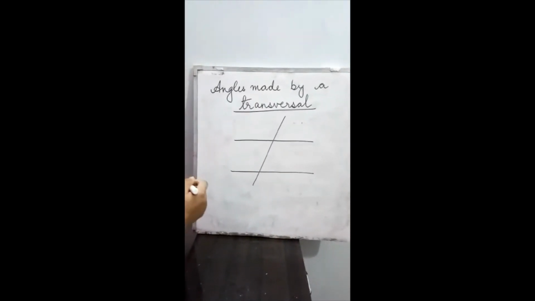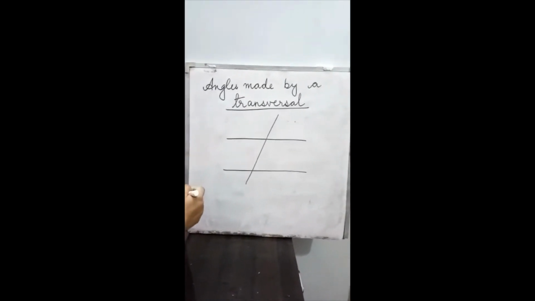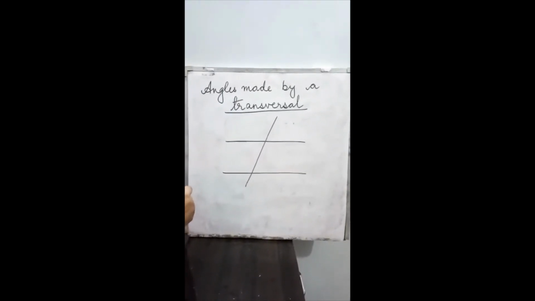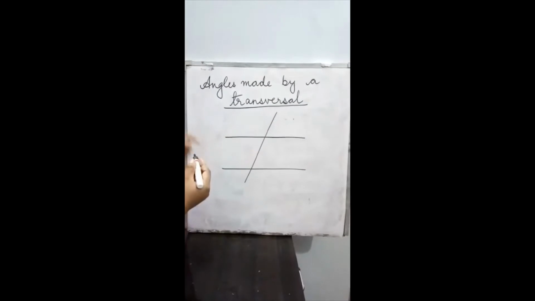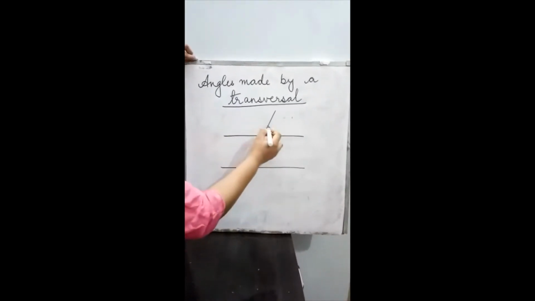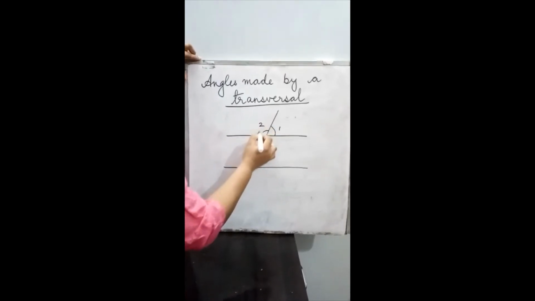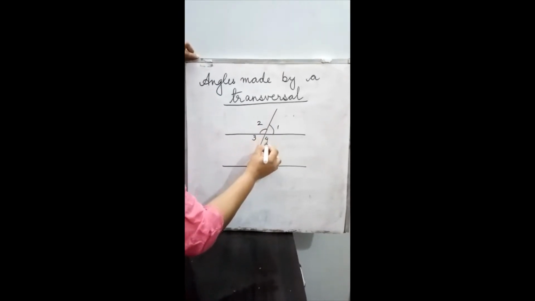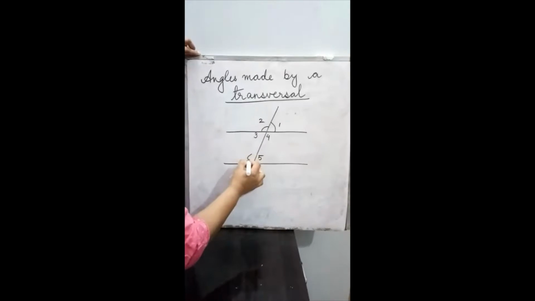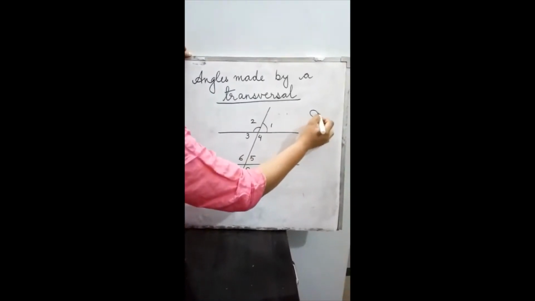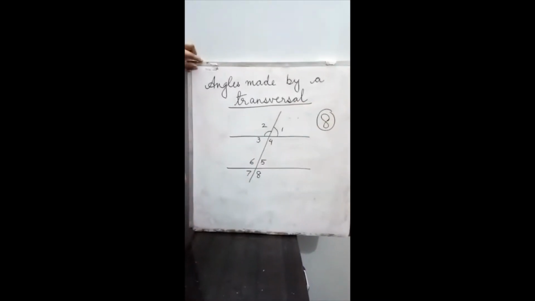Children, yesterday we had completed the angles made by our transversal, and we have also written down in the copy about these angles. So once again I am going to explain to you. This is angle 1, angle 2, 3, 4, 5, 6, 7, 8. So here total how many angles are made? Totally 8 angles are made.